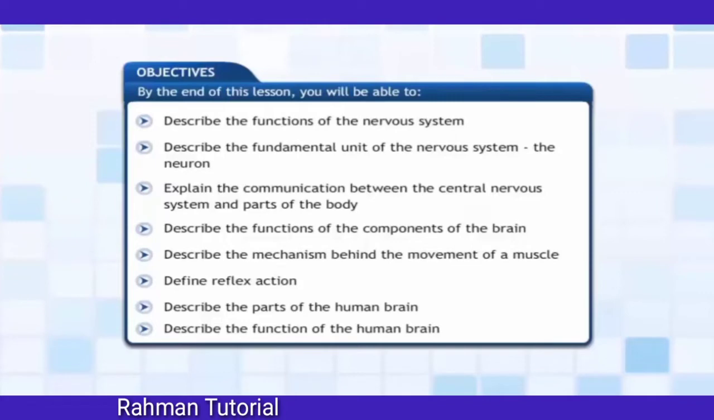By the end of this lesson, you will be able to describe the functions of the nervous system, describe the fundamental unit of the nervous system, the neuron, explain the communication between the central nervous system and parts of the body, describe the functions of the components of the brain, describe the mechanism behind the movement of a muscle, define reflex action, describe the parts of the human brain, and describe the function of the human brain.